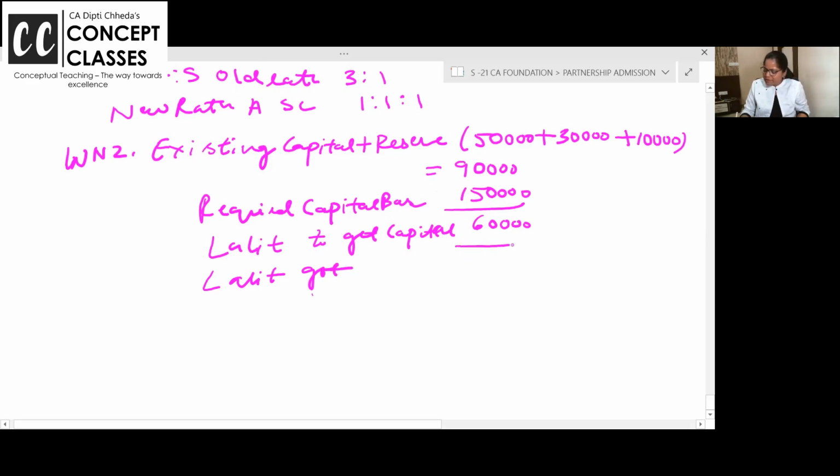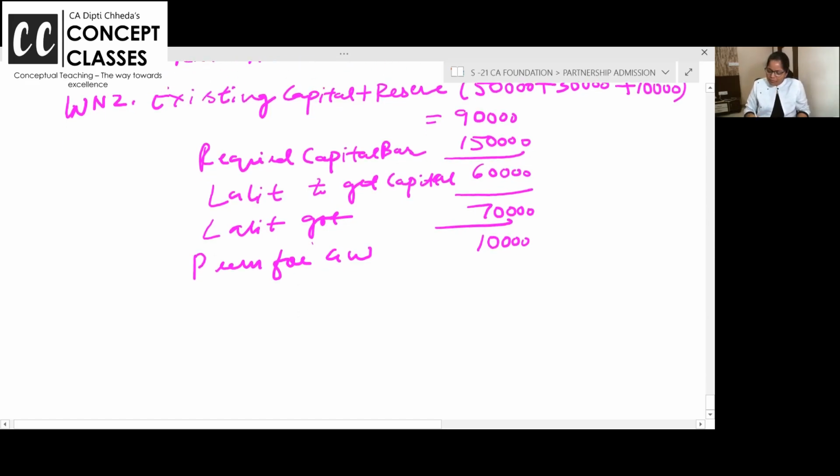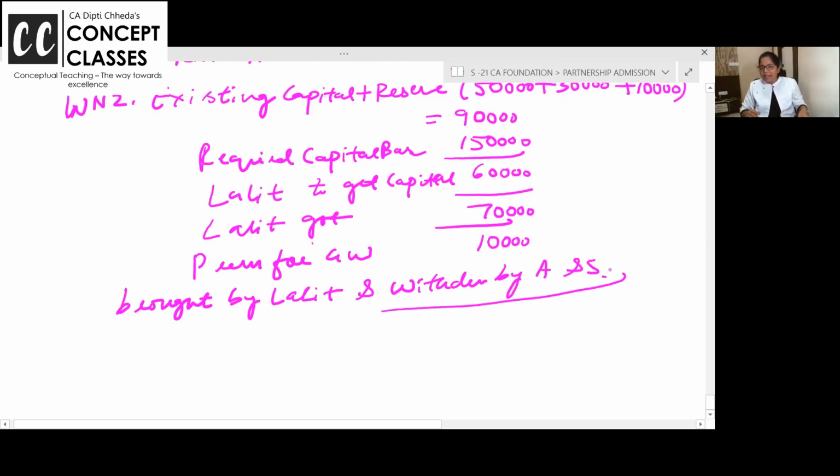Lalit got 70,000. 10,000 is what he brought extra, premium for goodwill. Premium for goodwill brought by Lalit and withdrawn by Amit and Sumit. Now this is also new. Why, ma'am? You write. I've taken completely different problems so that you practice all the aspects of partnership. Still, frankly speaking, I can add 10 more problems.